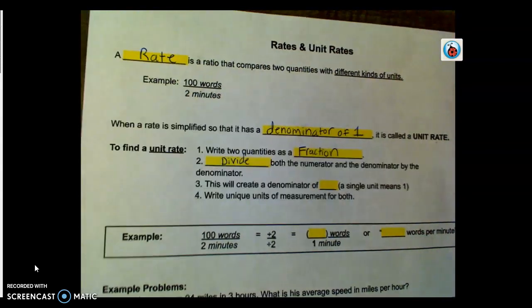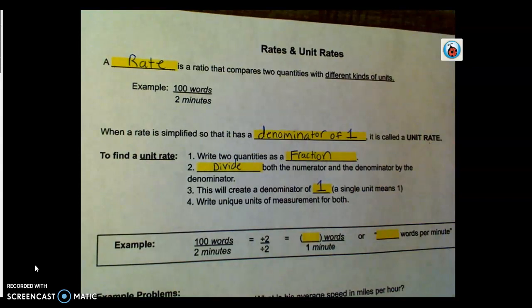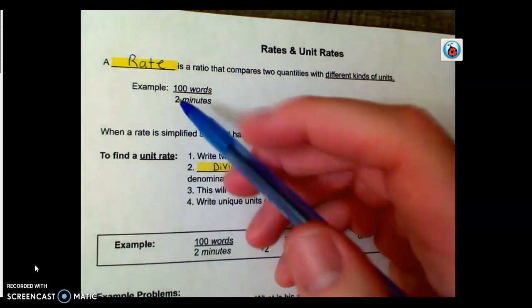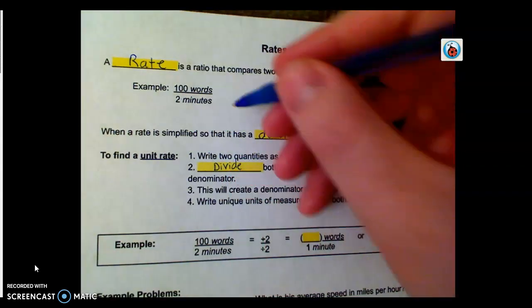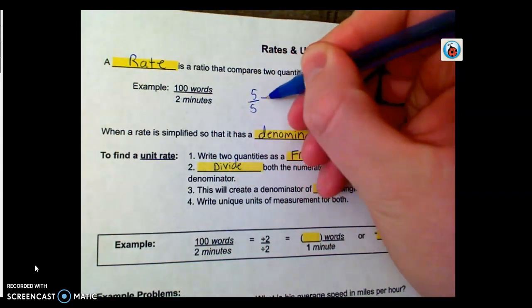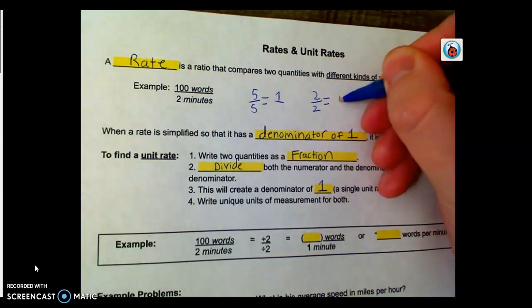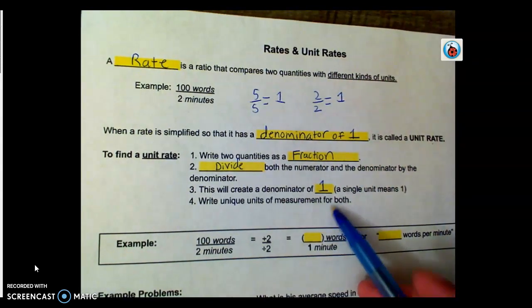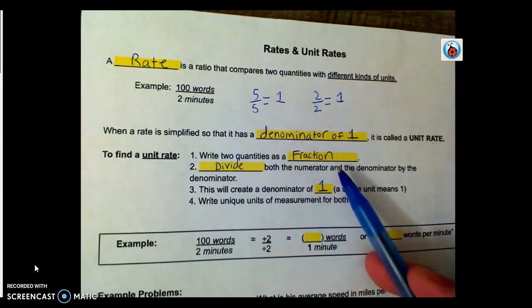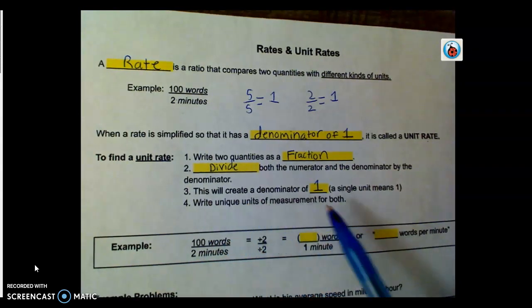Doing this, we'll create a denominator of 1, which is a single unit, meaning 1. Which is true, because if we're always dividing the denominator by the denominator, that always comes out to 1, right? If I take 5 divided by 5, we know it's going to equal 1. 2 divided by 2 is going to equal 1. Anytime you take a denominator divided by a denominator, we always get 1, which is going to be our unit rate. And then write the units of measurement for both.